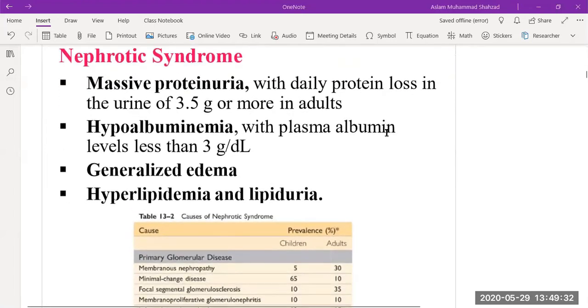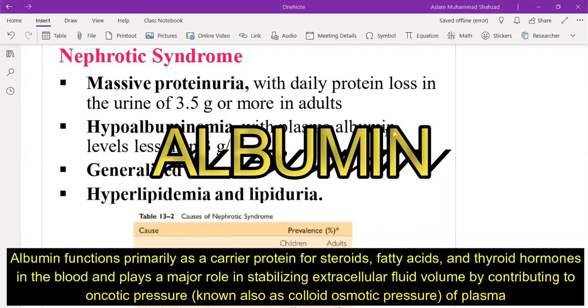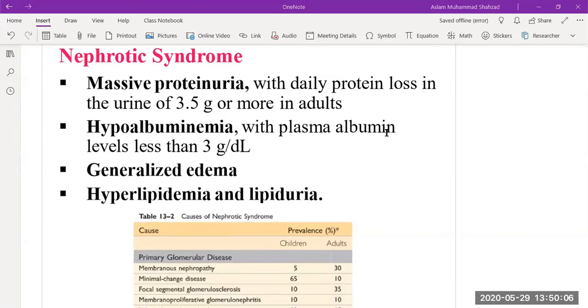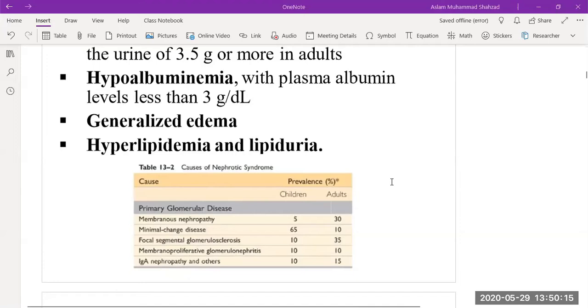So let's discuss nephrotic syndrome. The key characteristic of nephrotic syndrome is massive proteinuria, with daily protein loss of around 3.5 grams or more in adults. The other characteristic is hypoalbuminemia. Obviously, when there is loss of protein, albumin is itself also a protein, so the loss of protein results in loss of albumin, which is very important structurally and plays a number of functions in the body. So hypoalbuminemia occurs, less than 3 grams per deciliter. Then generalized edema will be found along with hyperlipidemia and lipiduria, and those are the key characteristics.